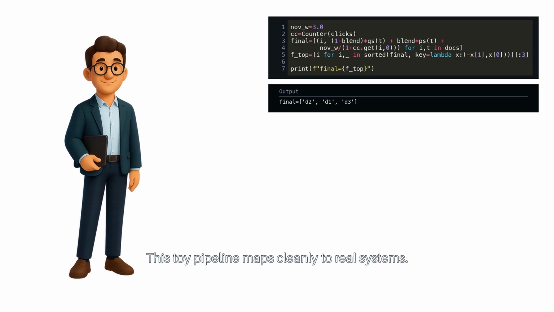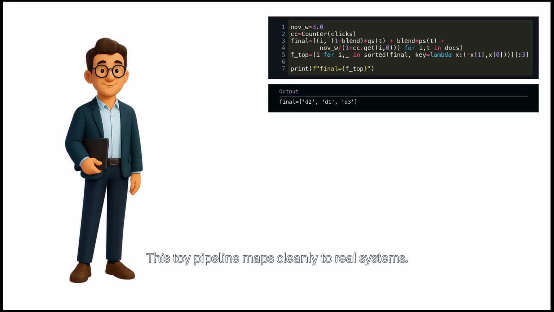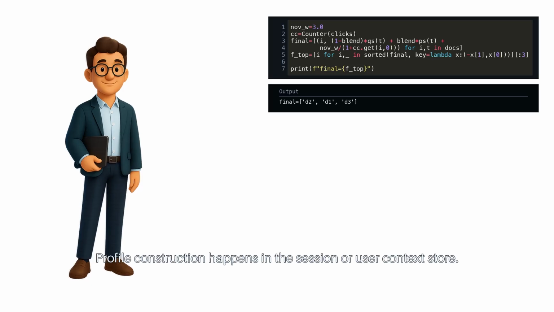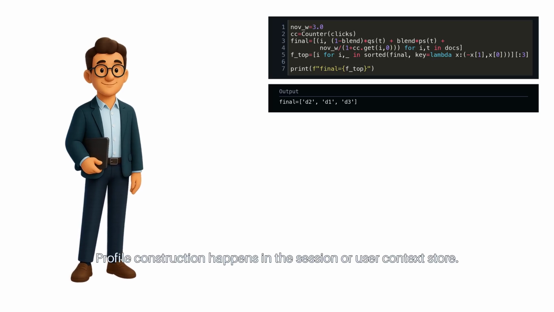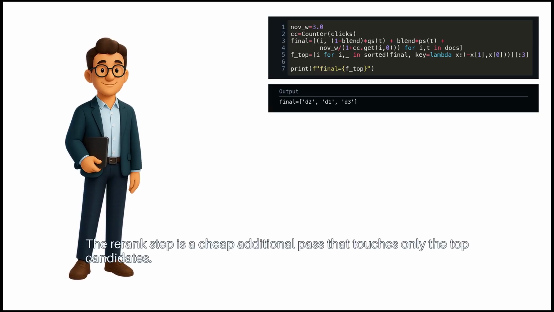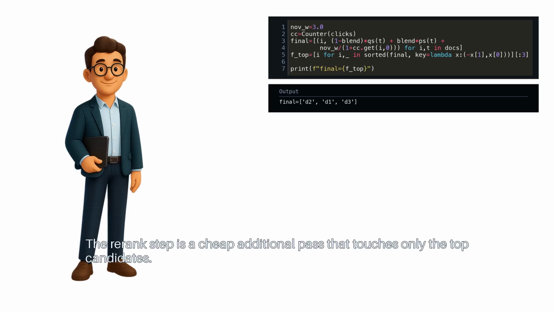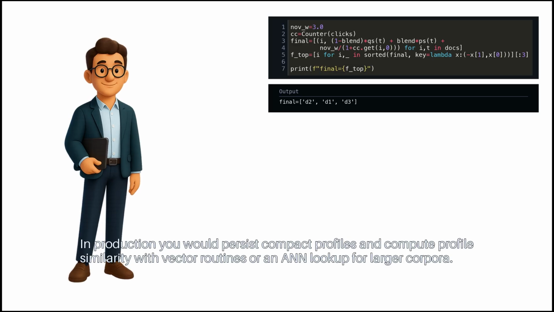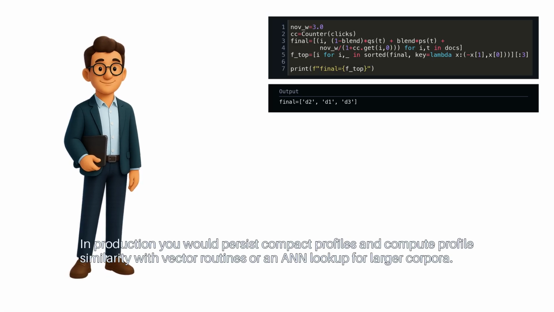This toy pipeline maps cleanly to real systems. The baseline search runs in the query layer. Profile construction happens in the session or user context store. The re-rank step is a cheap additional pass that touches only the top candidates. In production, you would persist compact profiles and compute profile similarity with vector routines or an ANN lookup for larger corpora.